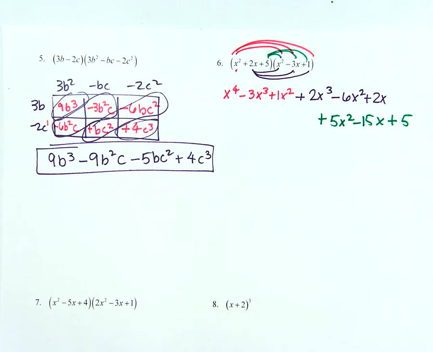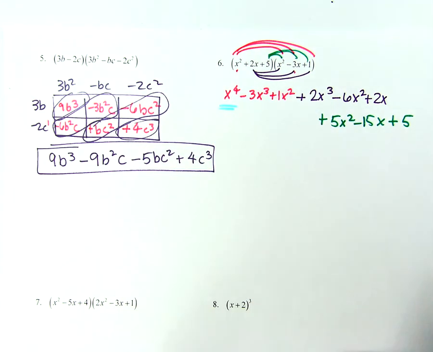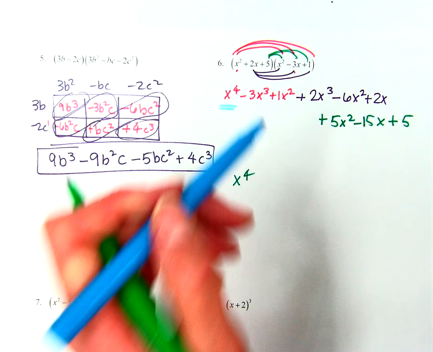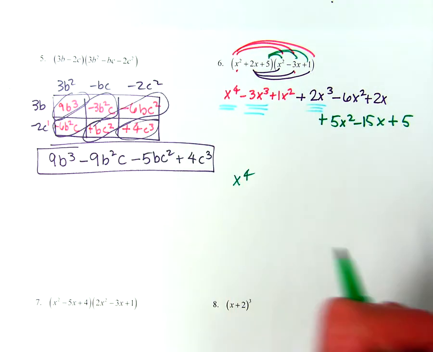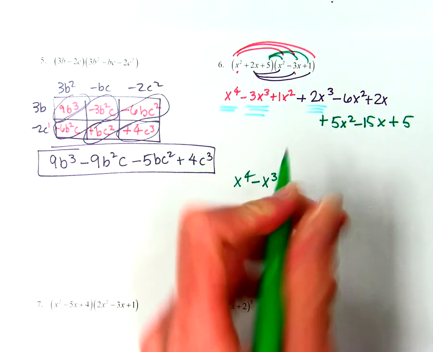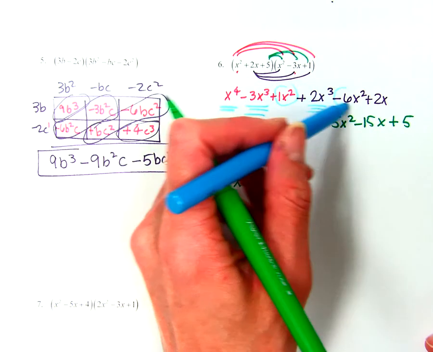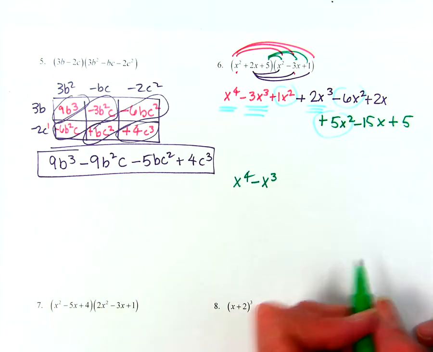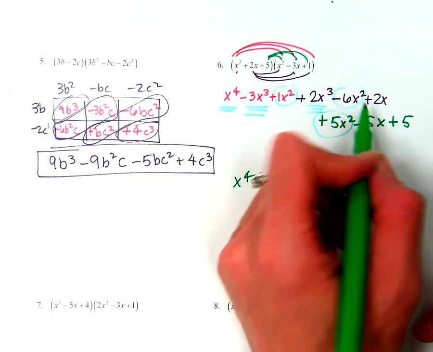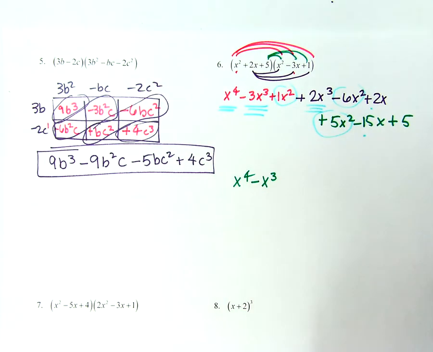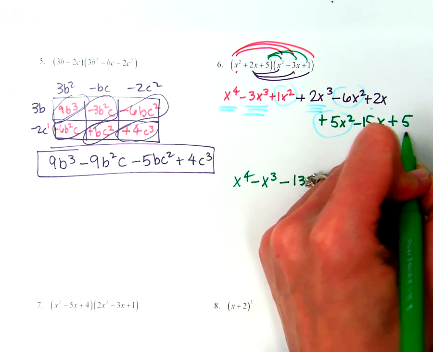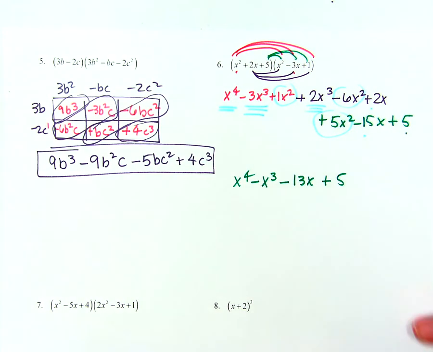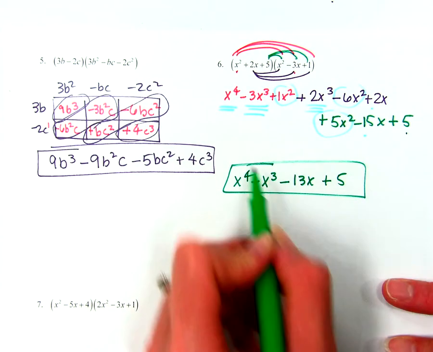All right, so now I'm looking for my like terms. I've got anything that's an x to the fourth, that'll go first. So we have x to the fourth. Then I've got a couple of x cubes. That would be negative x cubed. Then I have a few x squareds. So I have 1 plus 5 minus 6. That's actually 0, so those are actually all gone. All right, and then I've got negative 15 and positive 2. That's negative 13x. And then the last thing I have is just my constant. So there's your final solution.